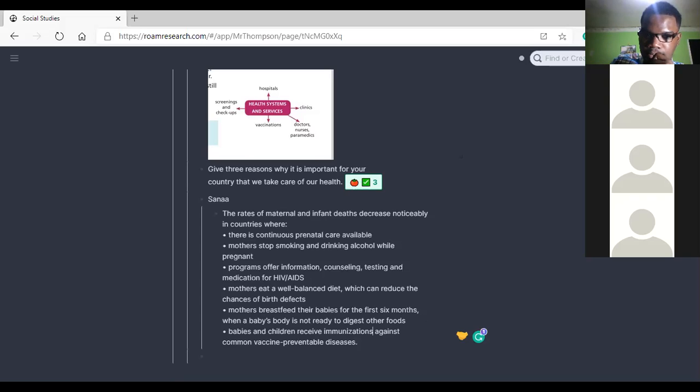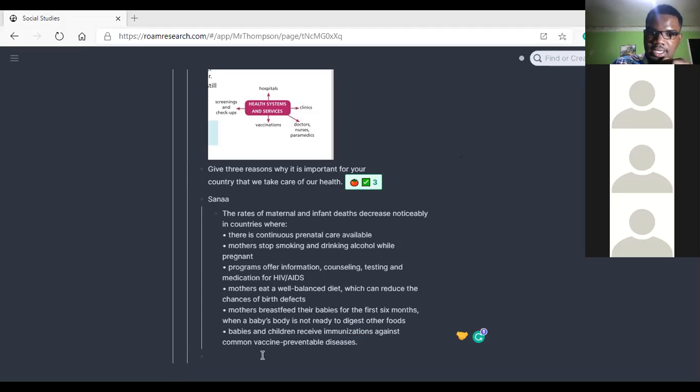Mothers breastfeed their babies for the first 6 months when a baby's body is not ready to digest other foods. Babies and children receive immunizations against common vaccine preventable diseases. Excellent. Thank you so much.